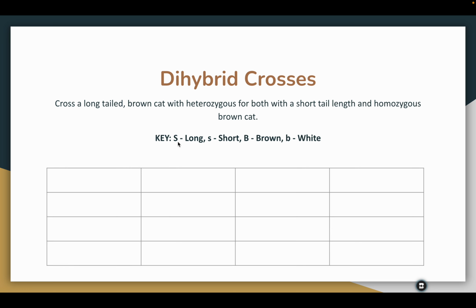So capital S means long. So long is dominant to short. The other trait, because again, a dihybrid cross involves 2 traits, in this case is the coat color of the cat: brown is dominant to white. So knowing that information, I can actually come up with my parents. And so when I come up with my parents, I think I'm going to write on the left-hand side here.